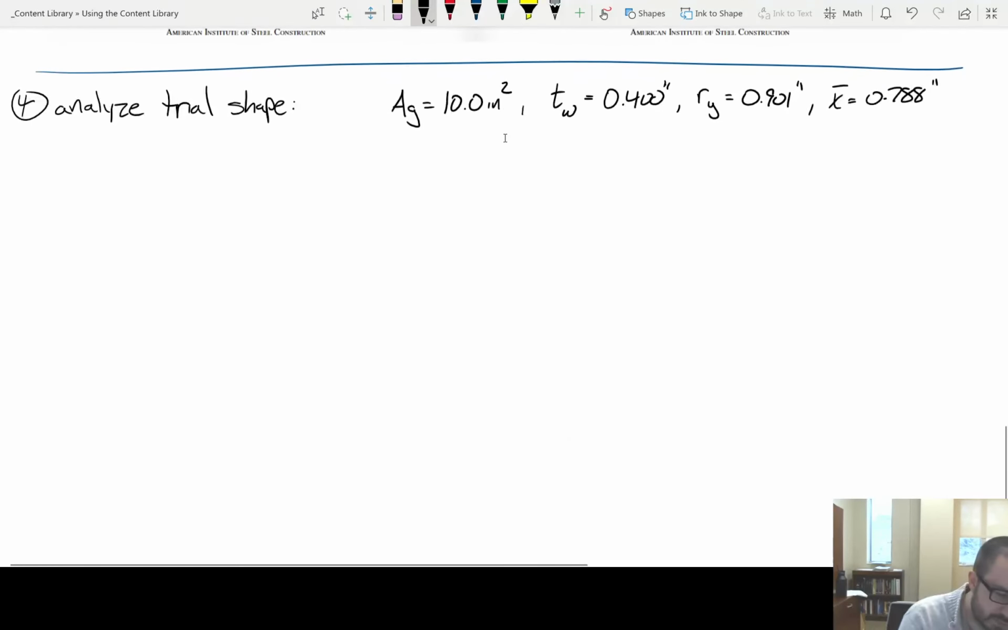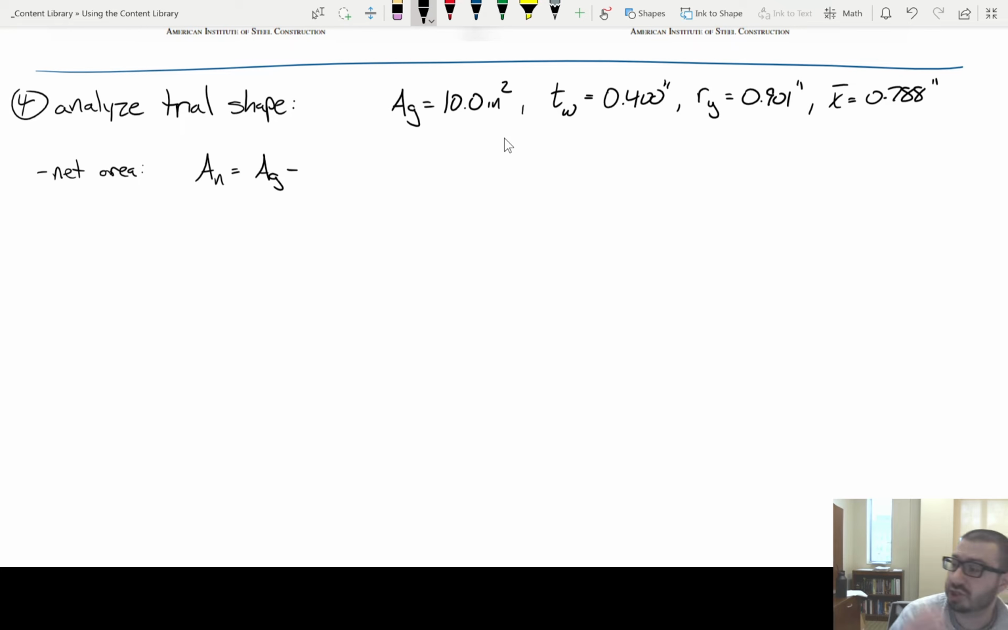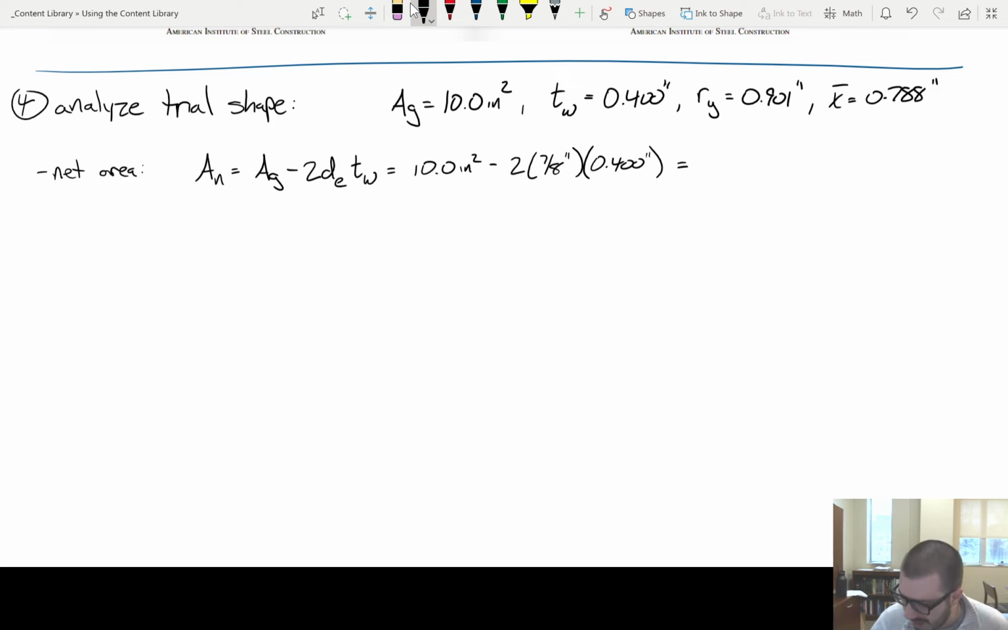So first off, the net area. The net area for this problem is the gross area minus 2 bolt holes, so 2 times the hole diameter, and then we are connecting that through the web. And so when you chug that out, you get a net area of 9.30 inches squared.